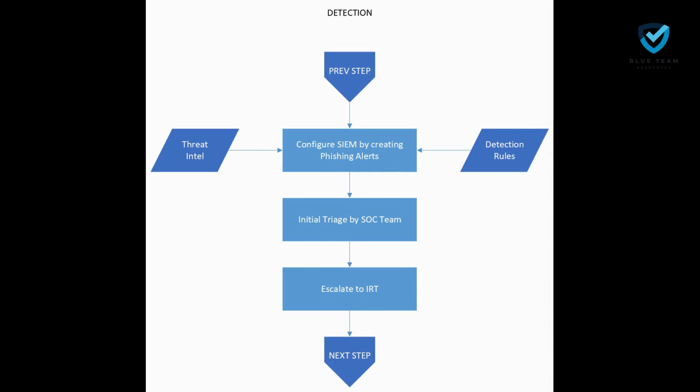Once an alert is triggered, it's time for our Security Operations Center, or SOC team, to step up. They perform the initial triage, determining the severity and credibility of the alert. If the alert is credible, our SOC team escalates to the Incident Response Team, or IRT. They take the lead from here, managing the potential phishing incident. With the detection phase completed, it's time to delve deeper and uncover the facts. We transition to the next phase, Phase 3, Investigation and Analysis.